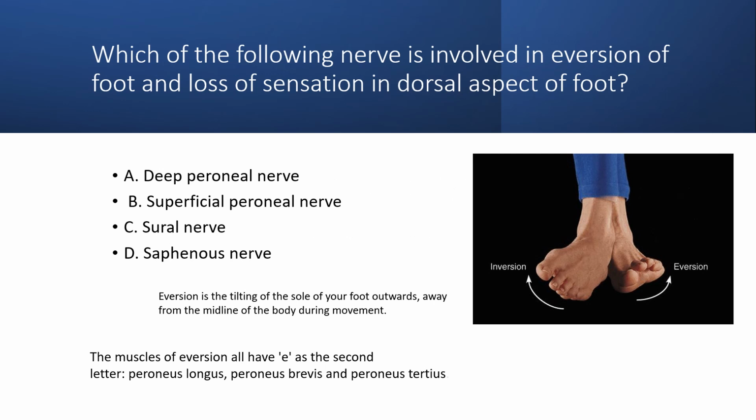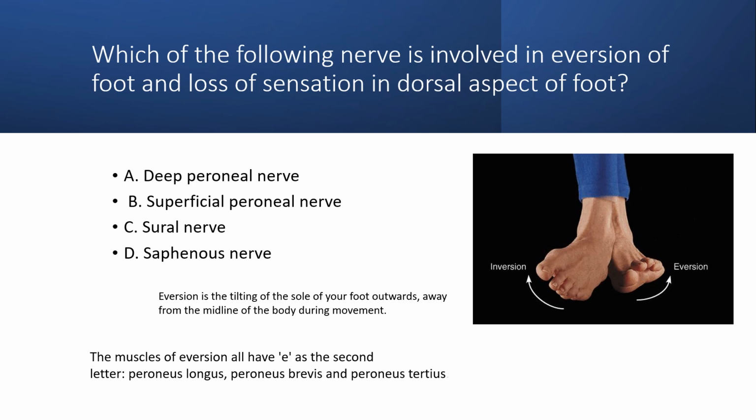Which of the following nerves is involved in eversion of the foot and loss of sensation in the dorsal aspect of the foot? Option A, deep peroneal nerve. Option B, superficial peroneal nerve. Option C, sural nerve, or option D, saphenous nerve. Pause and try to answer this question.